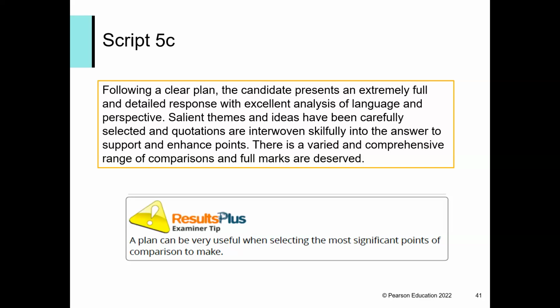right, following a clear plan, the candidate presents an extremely full and detailed response with excellent analysis of language and perspective. Salient themes and ideas have been carefully selected, and quotations are interwoven skillfully into the answer to support and enhance points. There is a varied and comprehensive range of comparisons, and 4 marks are deserved. And there's that little hint there that possibly for students, a plan would be helpful to encourage them to make significant points. So we're moving away now from the reading questions. We're moving now to the writing questions.